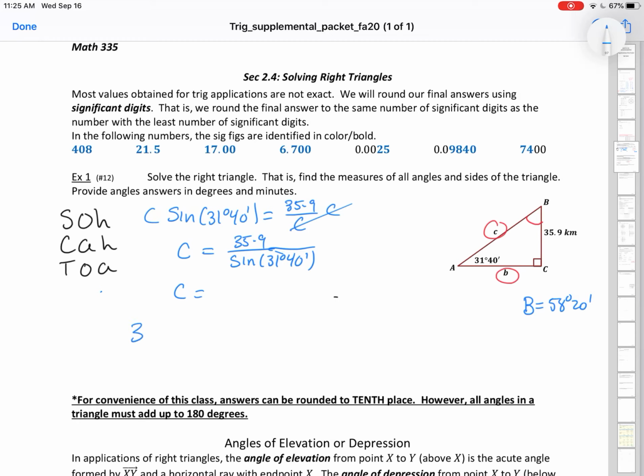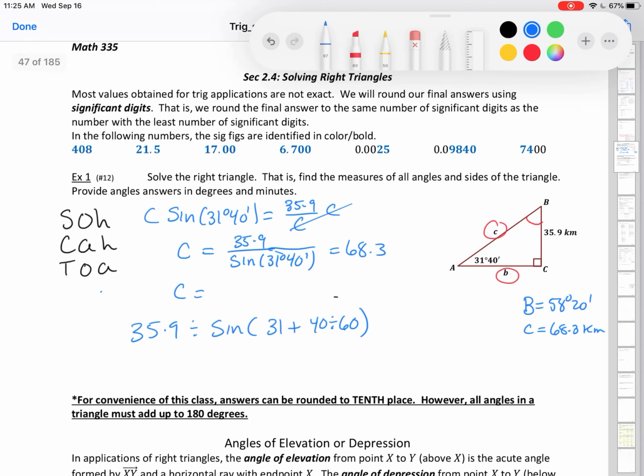So on my calculator, I'm typing in 35.9 divided by sine, and it has an open parentheses, and I type in 31 plus 40 divided by 60. That's going to tell me what fraction of a degree that is. Close the parentheses and hit equals, and we have our answer, 68.3. So little c is 68.3 kilometers. Put those units on there.